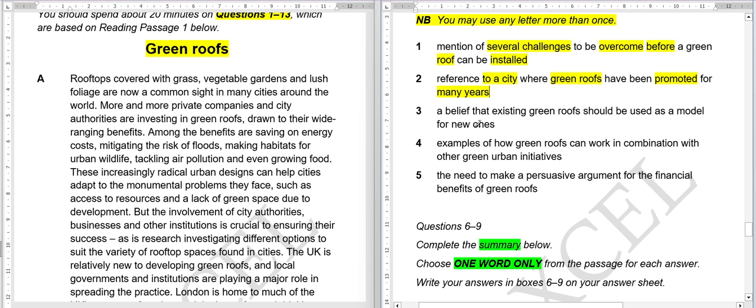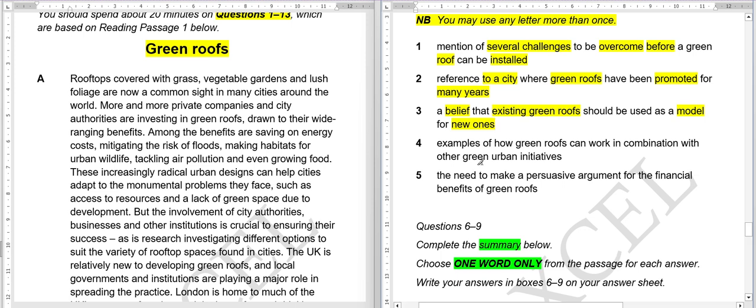Third question, a belief that existing green roofs should be used as a model for the new ones. So people believe that existing green roofs, the green roofs that are present now, should be used as a model for new ones. Before installing new ones, we should look at those. They should be our models to implement the new techniques or new models.